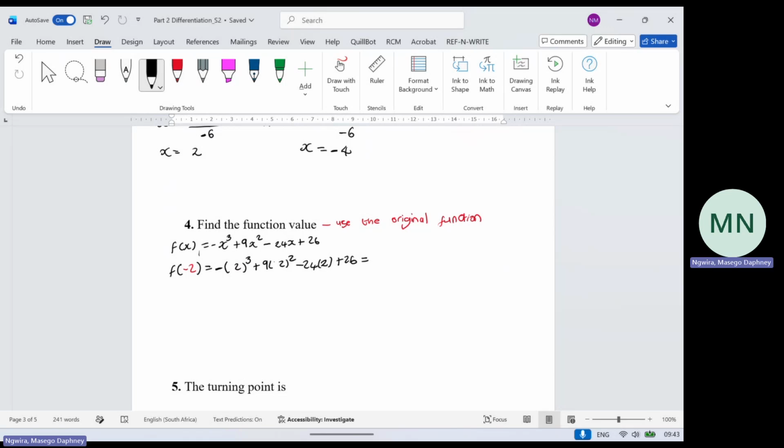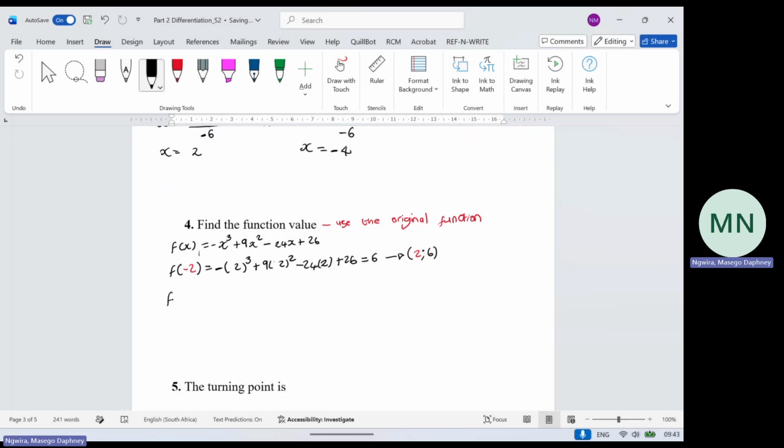And then now the final answer will be when we substitute here. So this will be negative open bracket 2 to the power of 3 plus 9, then 2 to the power of 2 minus 24 times 2, and plus 26. Then the answer will be 6. So it means that the turning point here is x is 2, and then y is 6. So our graph is going to turn here.